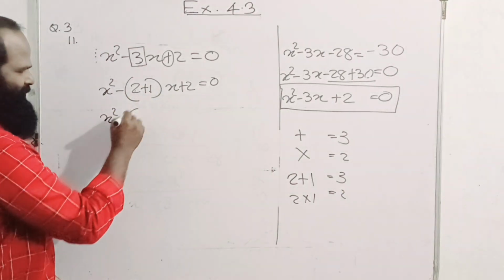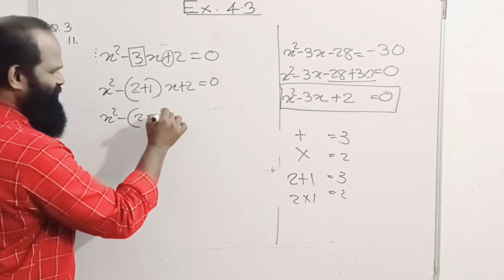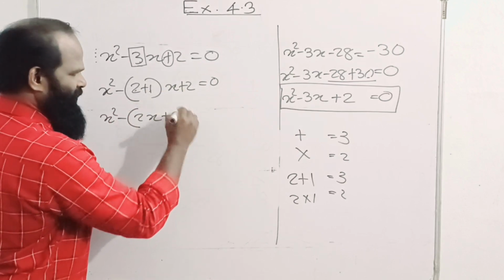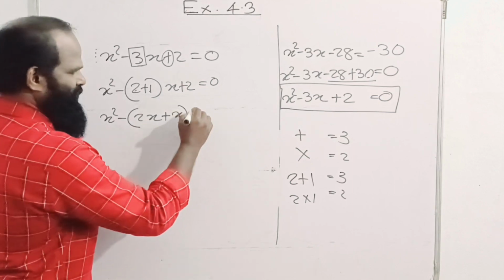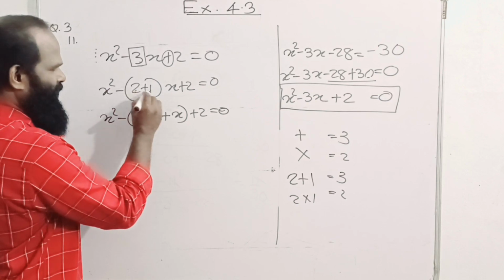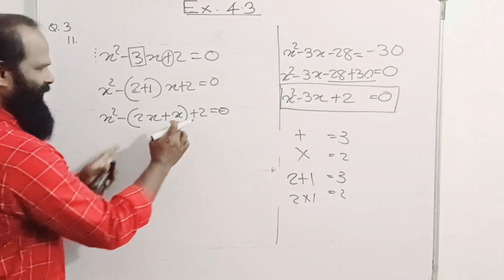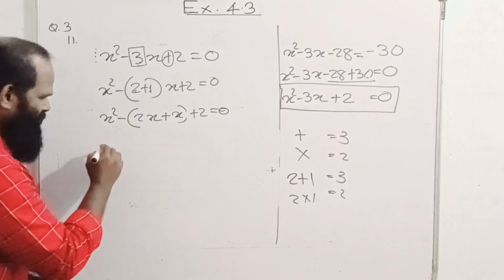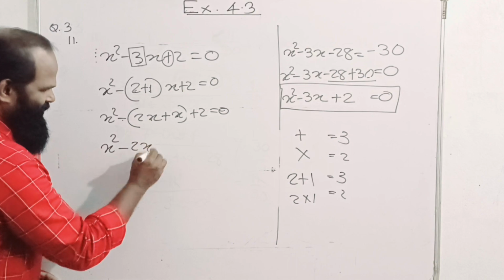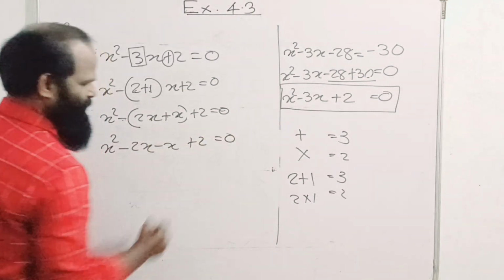x square minus 2 into x is 2x. Plus 1 into x is plus 1x. If the coefficient is 1, we don't usually write it. We write simply x plus 2 is equal to 0. This x has been multiplied over here into 2 into 1. Now it's time to open the bracket. x square, negative into positive, negative 2x. Negative into positive, negative x. Plus 2 is equal to 0.